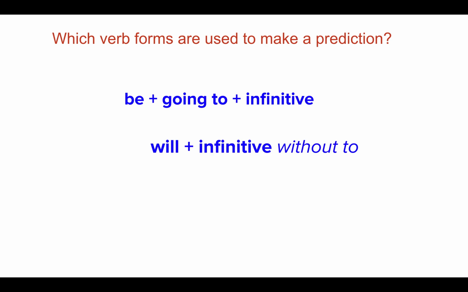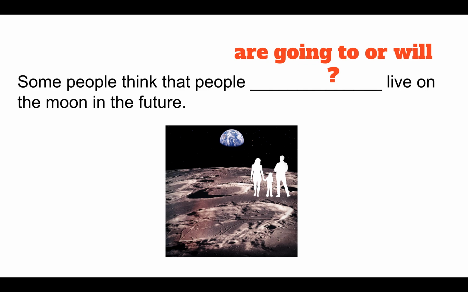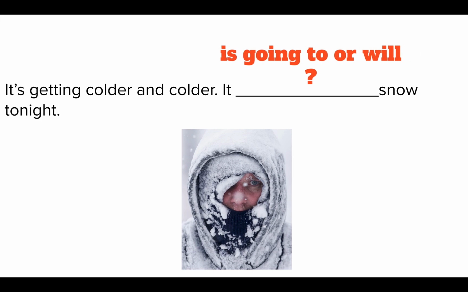Look at the sentences and choose the correct answers. Write your answers in your notebooks. Some people think that people live on the moon in the future. What would you say? Are going to or will? It's getting colder and colder. It snow tonight. What would you say? Is going to or will?